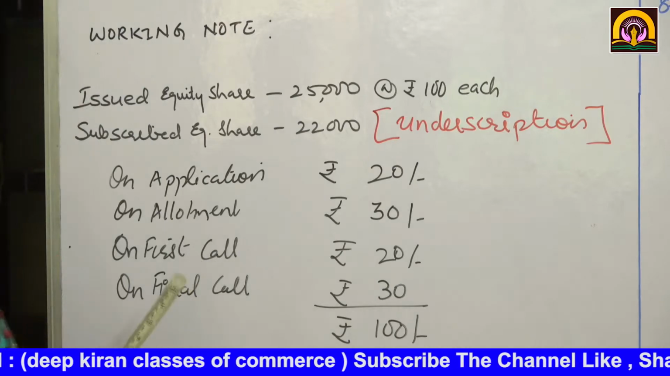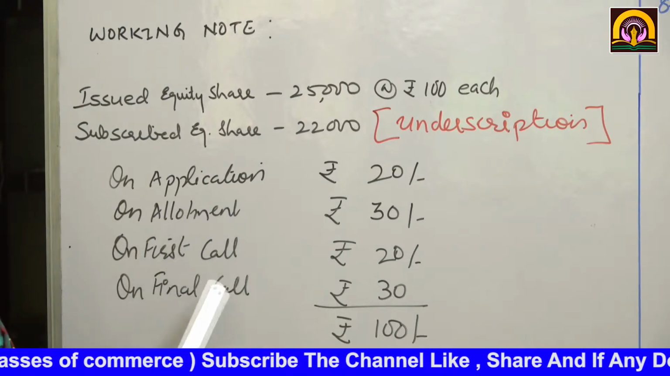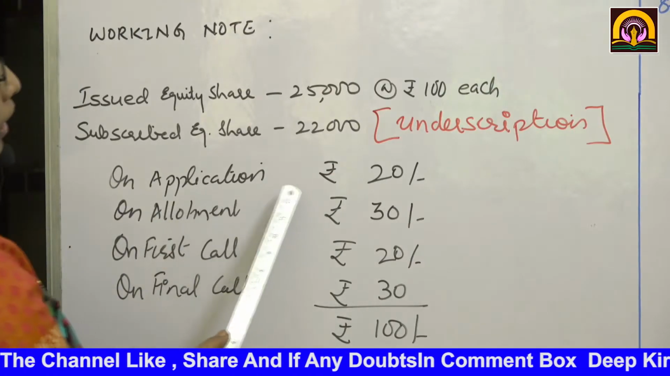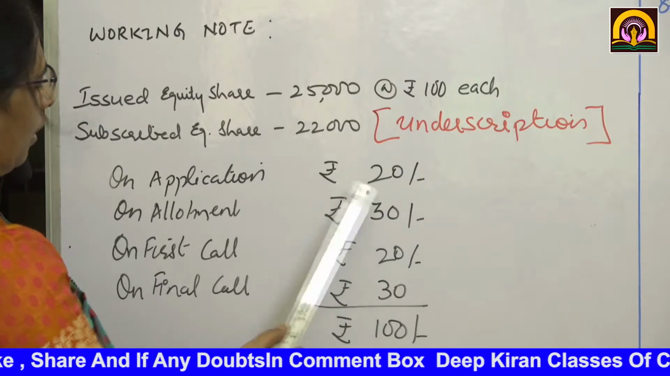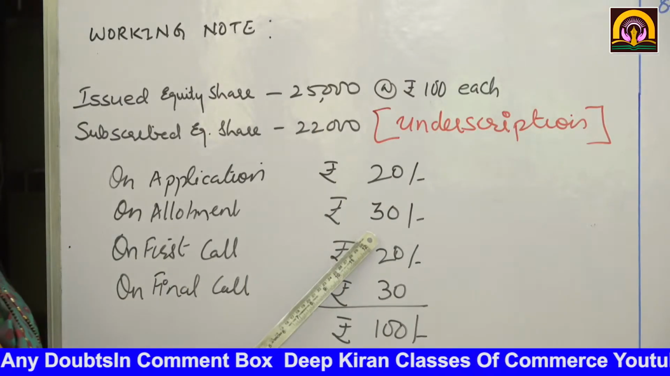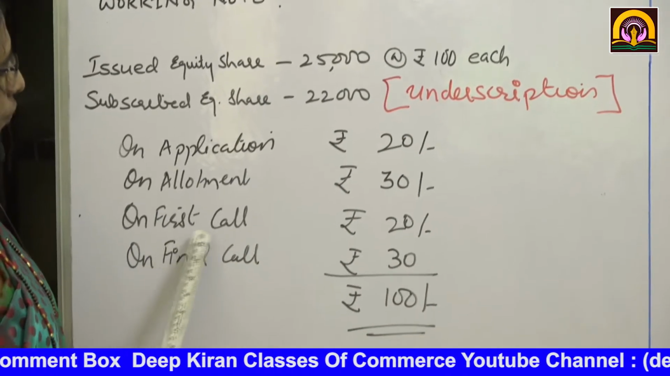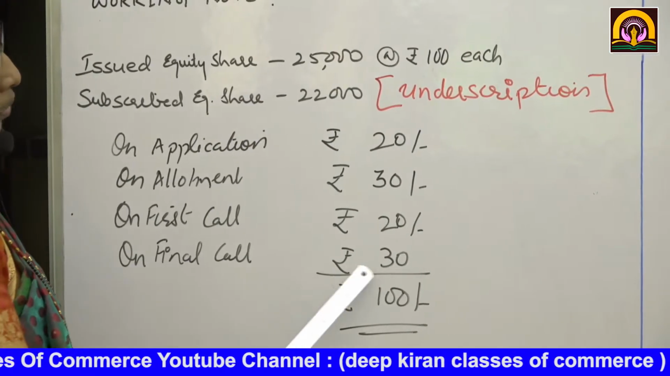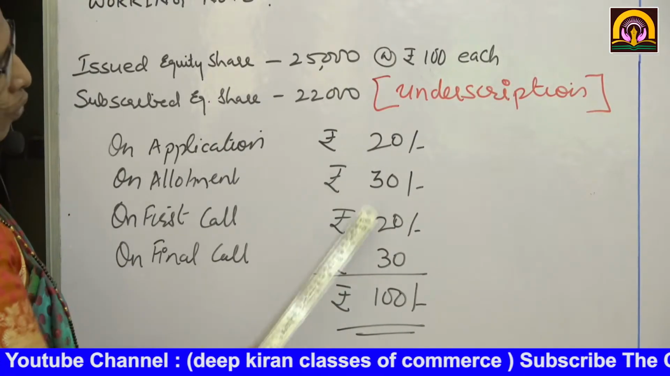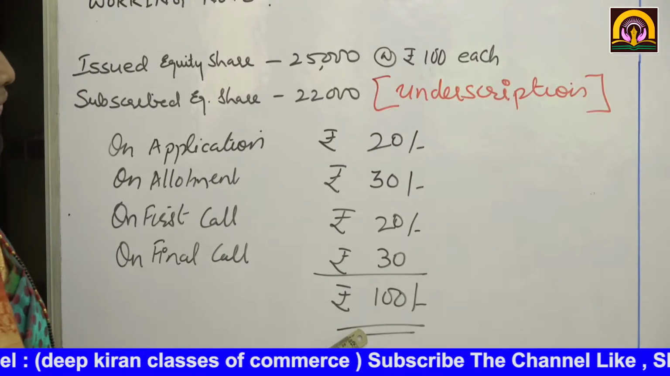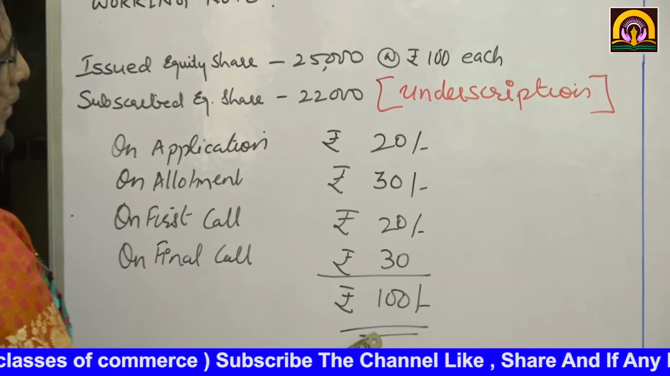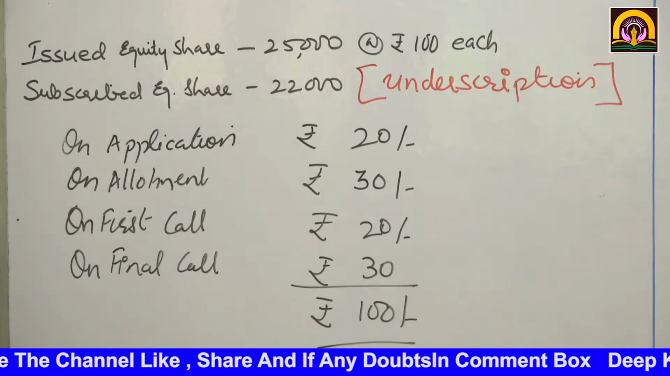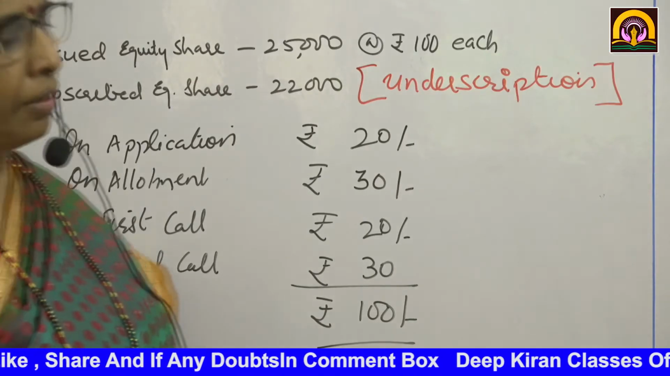Now, how will this money be called? In 4 different phases. On application, the company is going to collect rupees 20. On allotment, rupees 30. On first call, rupees 20. And on final call, rupees 30. If you total up, the face value of the share, that is rupees 100, comes. This is the working. Now I am going to show you the journal entries for the same sum.